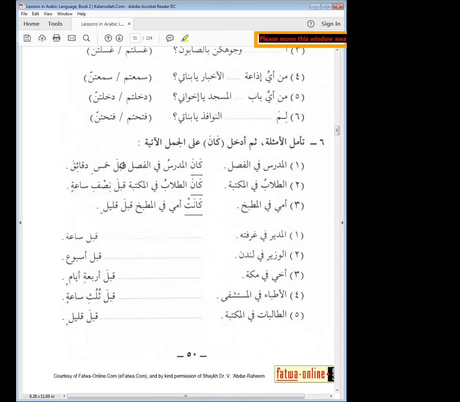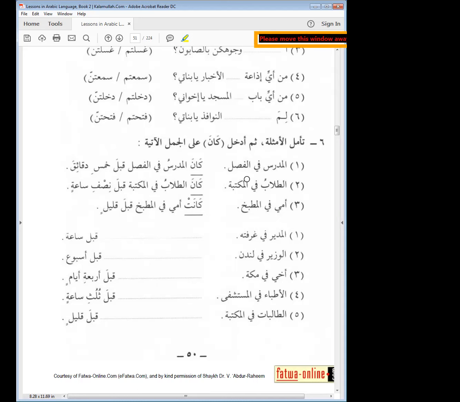qabla in terms of time means ago, right? So qabla yawmin, 1 day ago. Qabla yawmaini, 2 days ago. Qabla usbu'in, 1 week ago, right? Qabla khamsi daqa'iq, 5 minutes ago, right? So this sentence says that the teacher was in the classroom 5 minutes ago, right?